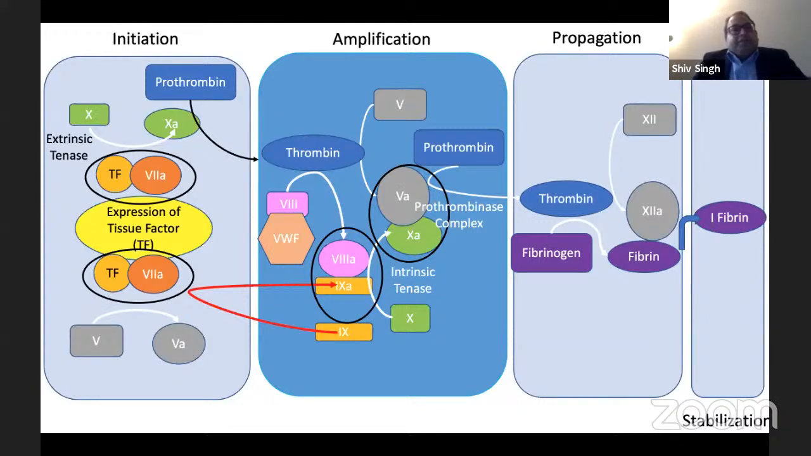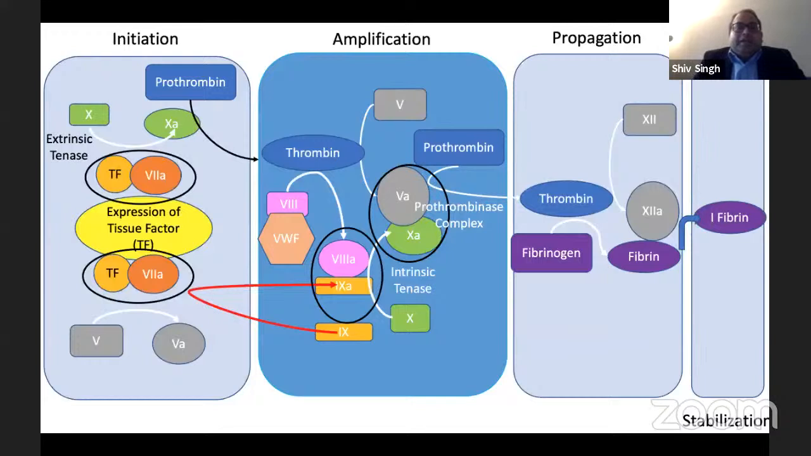And the extrinsic 10ase, that is the tissue factor and factor 7A, also activates factor 9 to 9A. And there is also activation of factor 8, which is attached to von Willebrand factor. And this factor 8A then attaches to factor 9A. And this is called intrinsic 10ase. So this is part of the amplification.